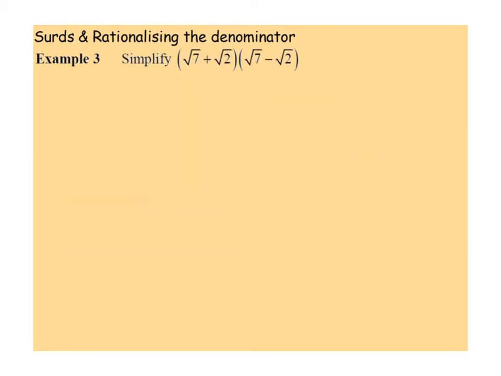Okay, now we're on to expanding brackets that have surds in them. And to be honest, this is exactly the same as when you're expanding brackets like you did in the first exercise on this document, so this should be no problem to you. You know that when we're expanding brackets at Caledon, we use the grid method. So for this question, I'm just going to set it out like this: 7 add root 2 multiplied by 7 subtract root 2.